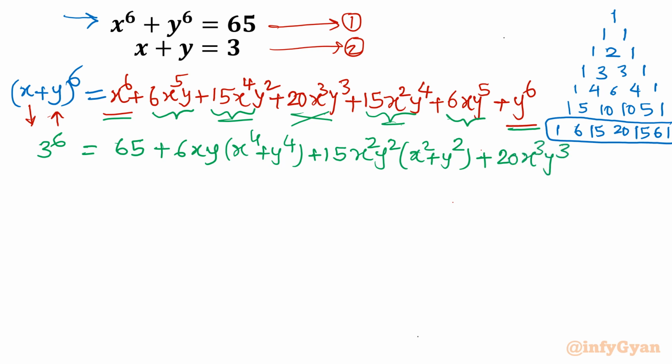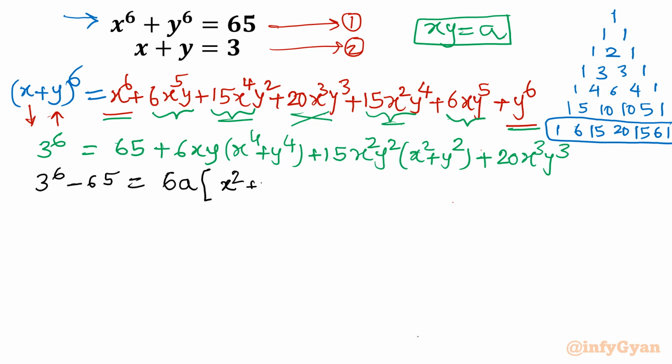Now I will give one substitution. I will presume xy, wherever it comes, I will write a, so that calculation will be cut short. Now I am going to write the terms' values. 3 power 6 minus 65 equal to 6 times xy, let me write 6a, then x power 4 plus y power 4. How would it be? I will write first (x square plus y square) whole square. What is extra is plus 2x square y square, so I have to write minus 2x square y square. Done.